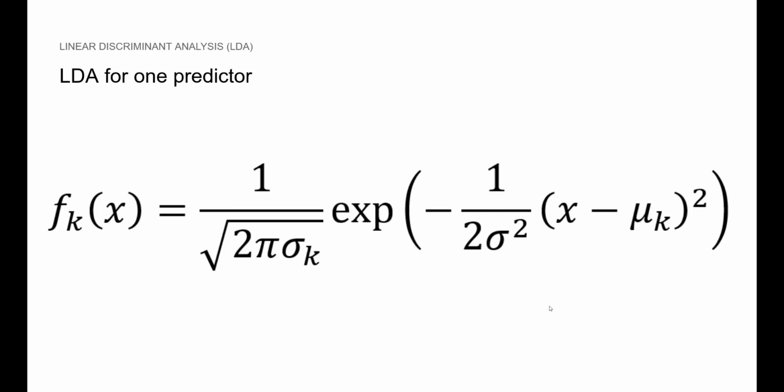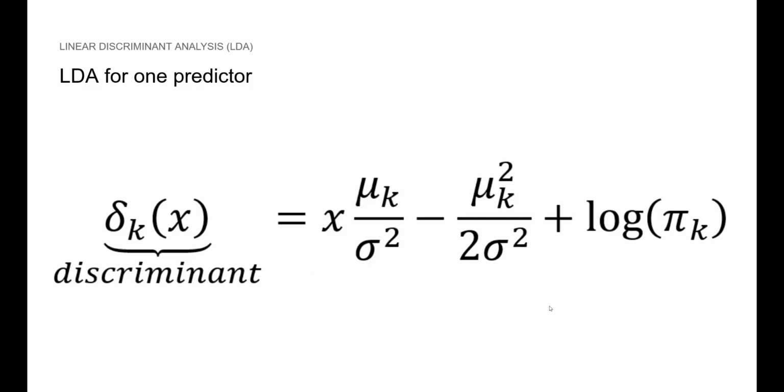The challenge here is really approximating the density function, so we will assume only one predictor and normal distribution. This is expressed by the function you see now. So if we plug this function in the formula we saw before and take the log, we find out that we must maximize this following equation. This is called the discriminant, and as you can see, it is a linear function with respect to x, hence the name linear discriminant analysis.